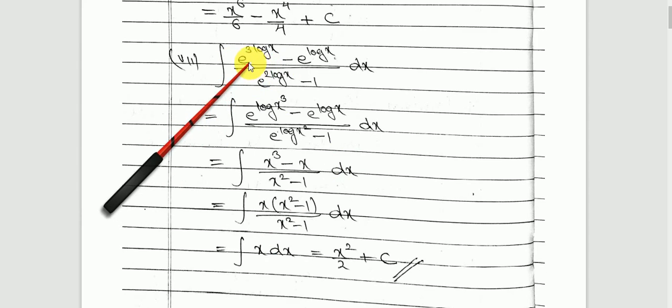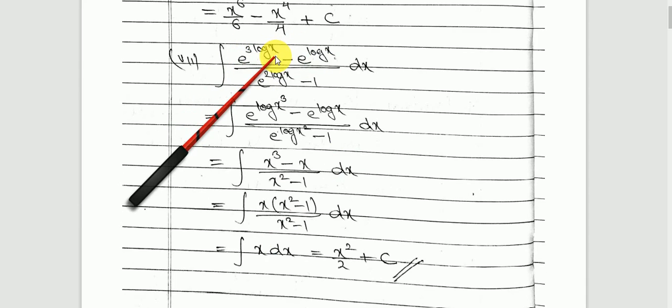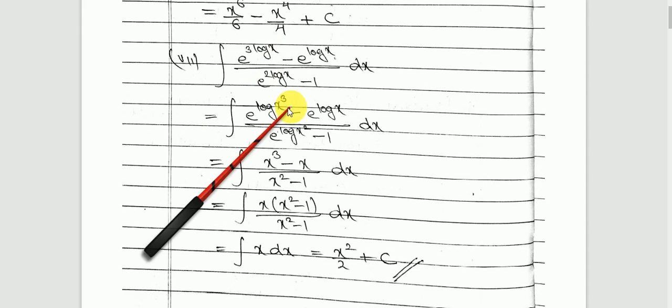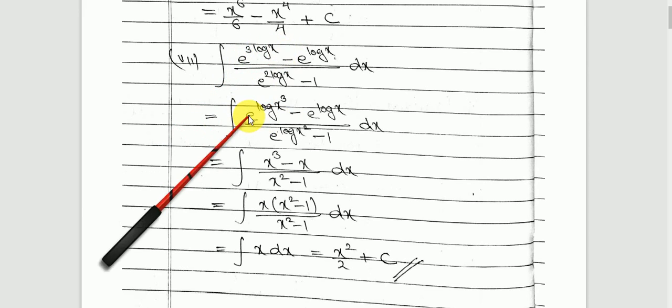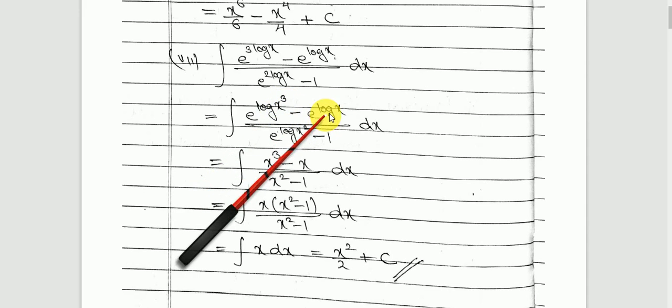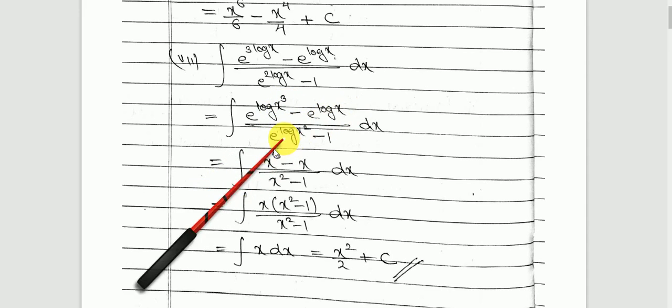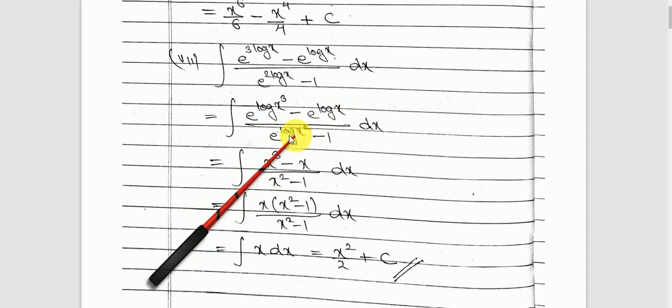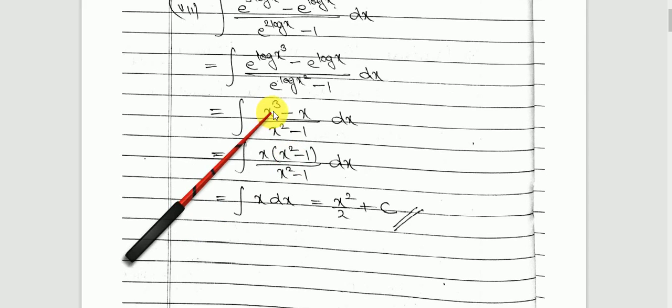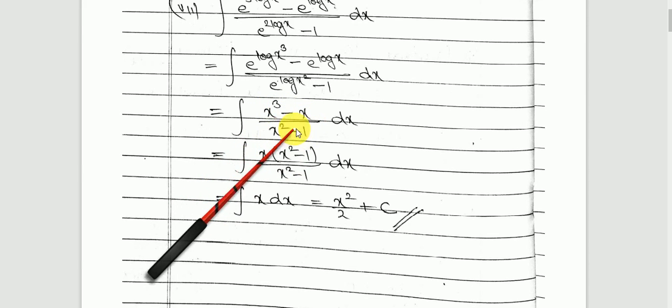In this case also you have to simplify this. You have to write in those terms whose integration is known to you. So this e to the power 3 times log x can be written as e to the power log x cube minus e to the power log x. Here base is e, here base is e, even if it's not mentioned over here, but base is e, and down here you get e to the power log x square minus 1. So you get x to the power 3 minus x upon x square minus 1.